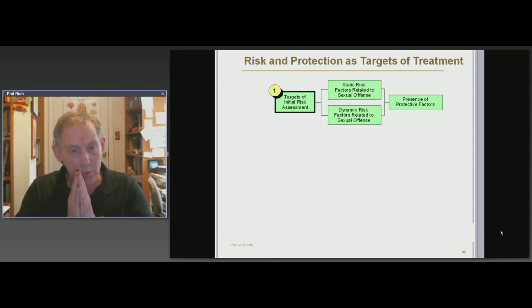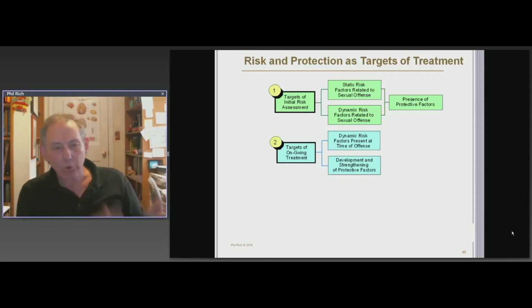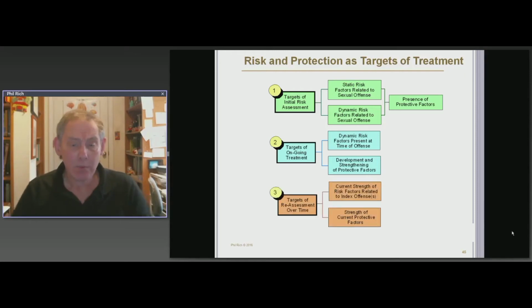When we think about the initial risk assessment on this little schematic, we're looking at static risk factors, historical risk factors related to the offense. We're also looking at the current or dynamic risk factors that related to the offense but are still active at this time. And we're looking to assess protective factors. When we think about risk and protection in treatment, we're really aiming to treat those dynamic risk factors that were present at the time of the offense, the anger, the social isolation, the substance abuse, whatever it happens to be. We're also looking to develop and strengthen the protective factors that risk assessment helps us define when we think about risk assessment in terms of risk and needs.